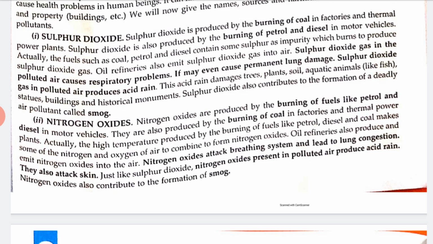So just like sulfur dioxide, nitrogen oxide present in polluted air produces acid rain, and nitrogen oxide also contributes to the formation of smog. And smog is a deadly air pollutant which is formed by the combination of smoke and fog. Smog also causes cough and aggravates, that is, makes worse, asthma and other lung diseases, especially in children, right? Yes.